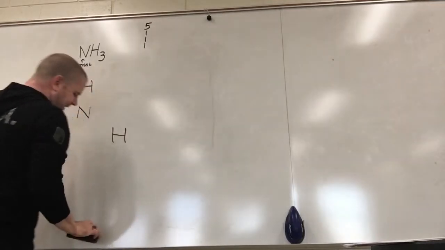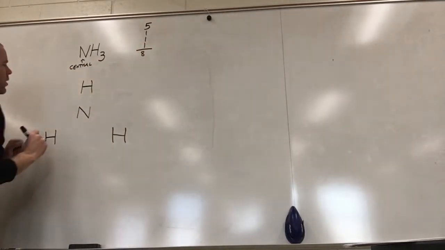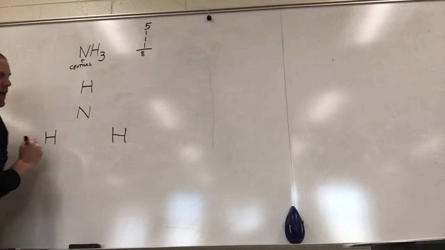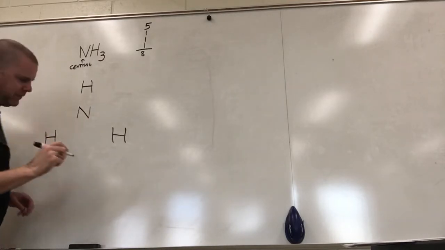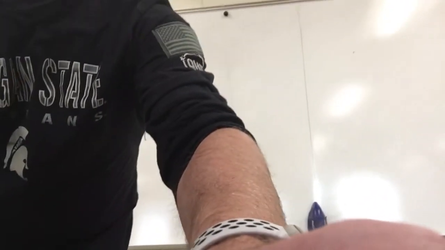All right, so this should be an even number, and indeed it is. When we add this together, we get 8. So what happens here is we then do single bonds for these things, okay? And let me bring this over just a little bit.